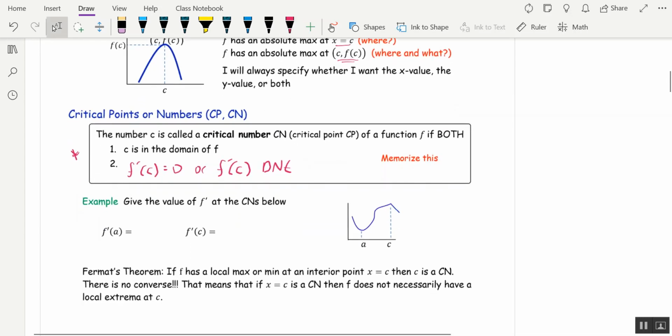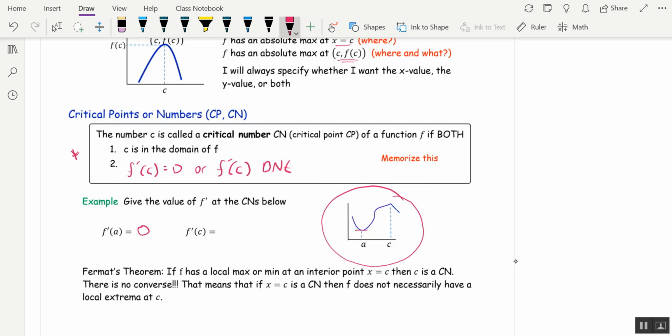Now, why are those points interesting? Let's take a look at this picture over here. We want to approximate the derivative of f at a. Well, there's a horizontal tangent there, so f prime of a is 0. And then at c, there's a corner, so f prime of c does not exist. And you can see also there's a min at a and a max at c. So Fermat's theorem tells us that if you're looking for local maxes or local mins, then they're going to happen at a critical number. So that's why we're interested in critical numbers.